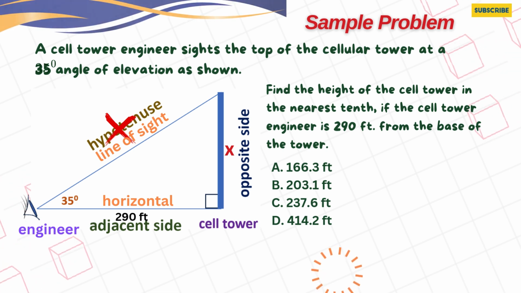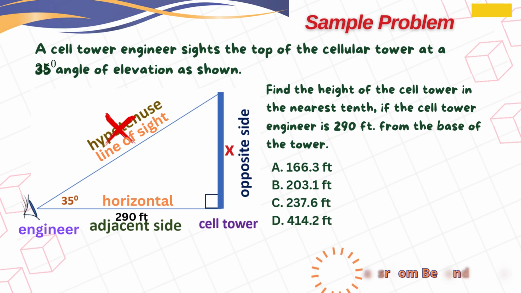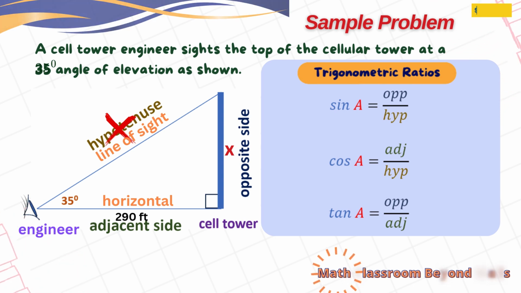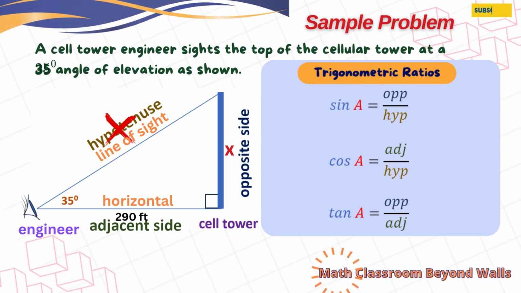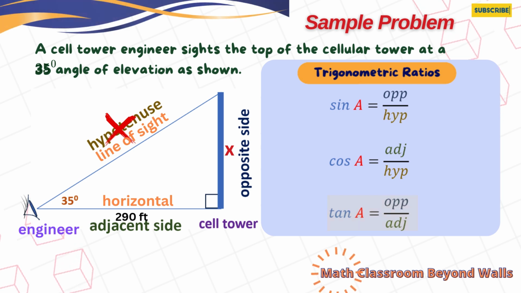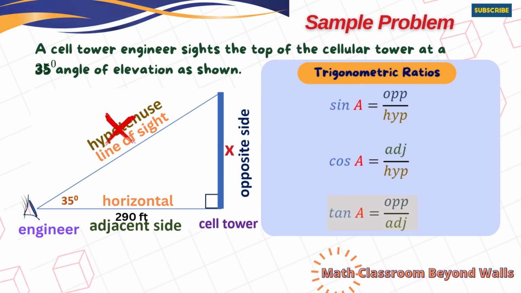Now, recall the three trigonometric ratios. Here are again the ratios. Now, of the three trigonometric ratios, which one has the opposite and adjacent sides on it? Okay, tangent. So, we will use the tangent ratio. This is the trigonometric ratio that will help us solve the problem.